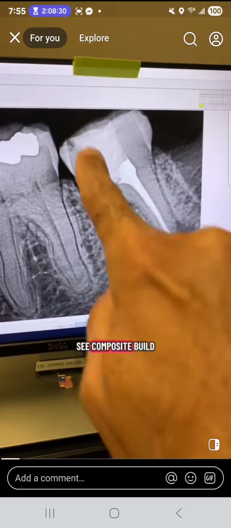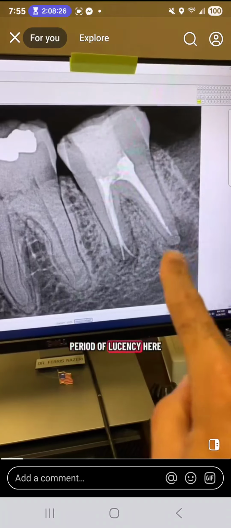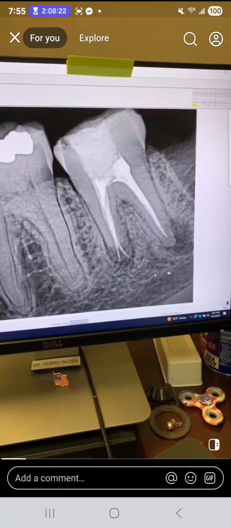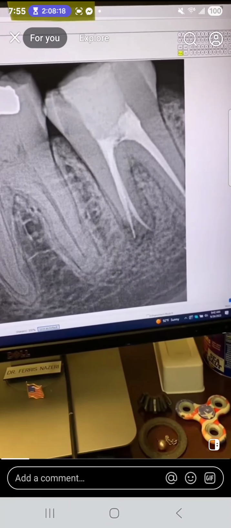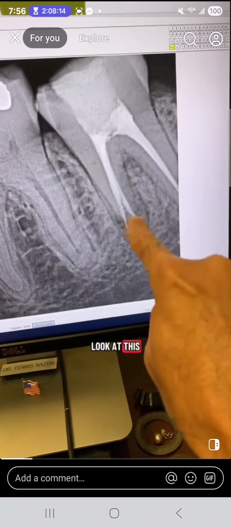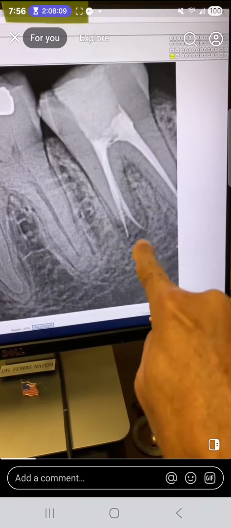As you can see, composite buildup here, previous root canal, and a large periapical lucency here. Maybe something's happening here as well. Look at this angulation here. Look at this. This is one of the roots, and that's another root. Okay?